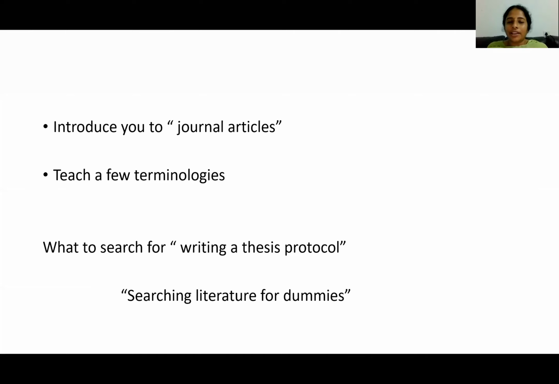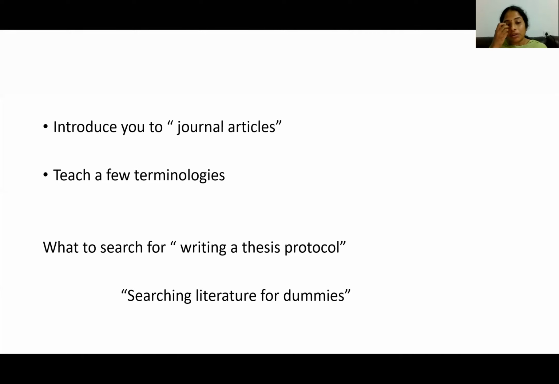So what I am trying to do here is introduce you to journal articles. Just introduce you, like what is it all about? How does it look like? How to read it? And teach you a few terminologies. You might call it scientific jargon, but if you know these terminologies, it is easy to review the literature. And what to search for when you are writing a thesis protocol. I'm going to tell you how you will search, using your search strategies, with the objective of writing a thesis protocol.